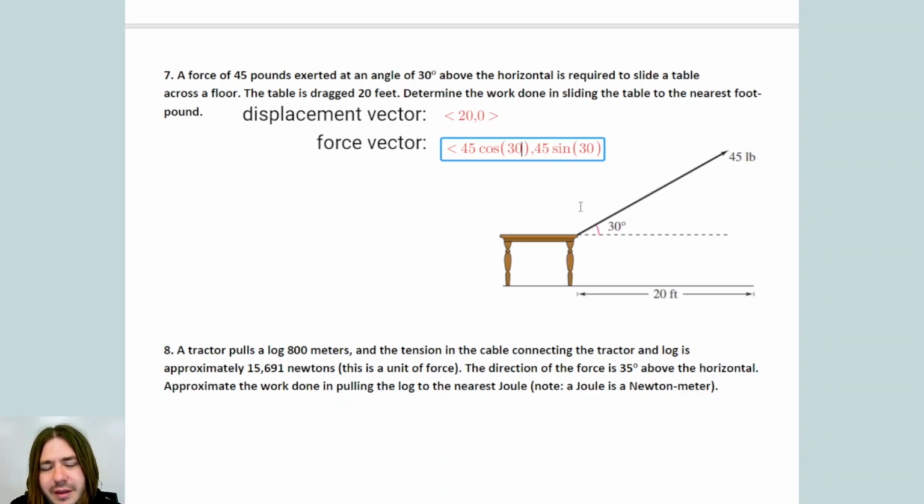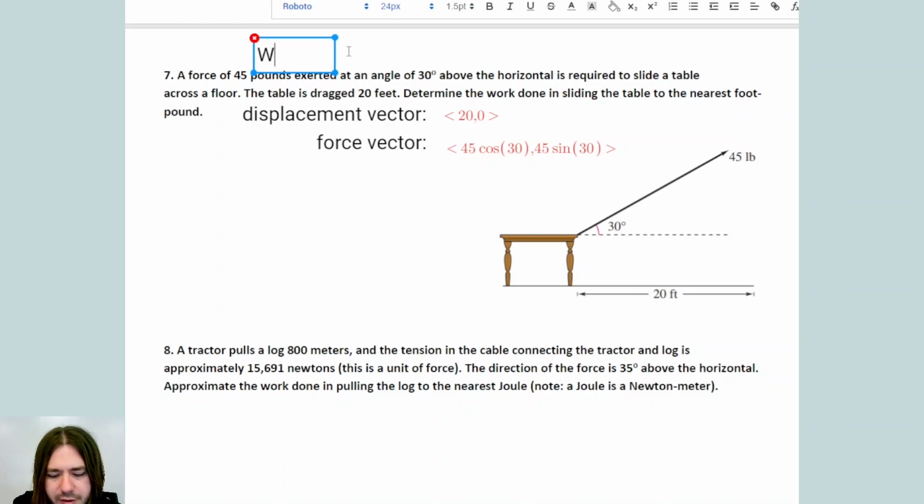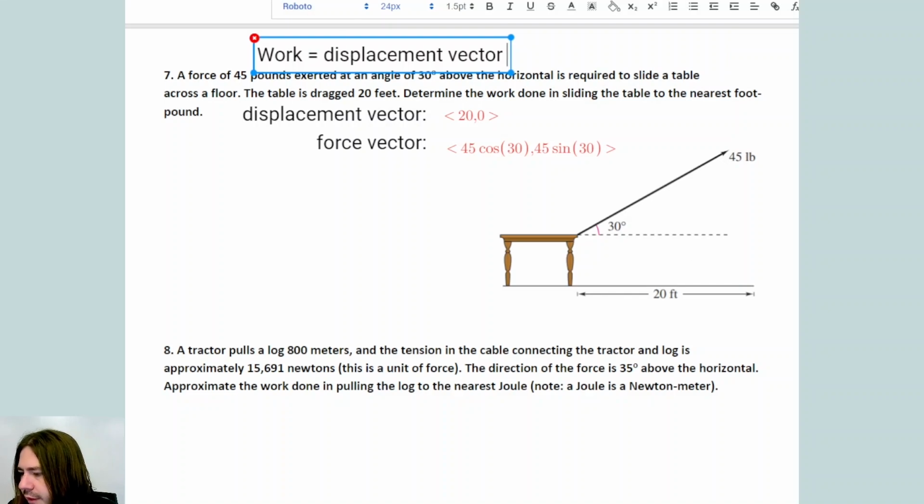I don't want to say that what I said in the lecture video was incorrect, but this is going to be a way easier way of getting to the answer: just find the dot product of these. In other words, the amount of work done is equal to the displacement vector, since we're doing a dot product, dotted with the force vector.